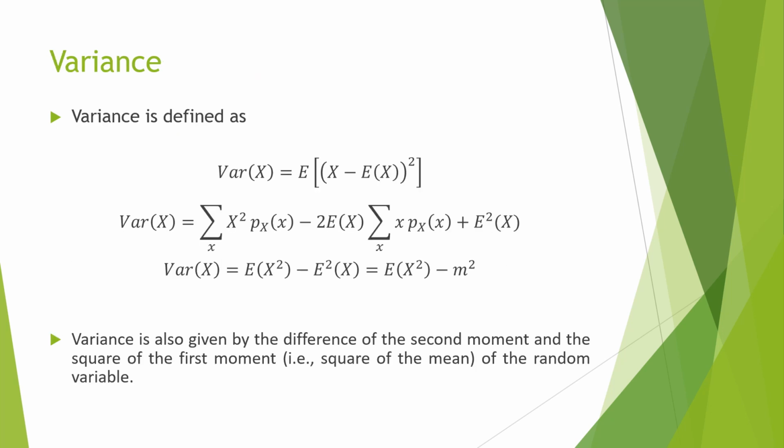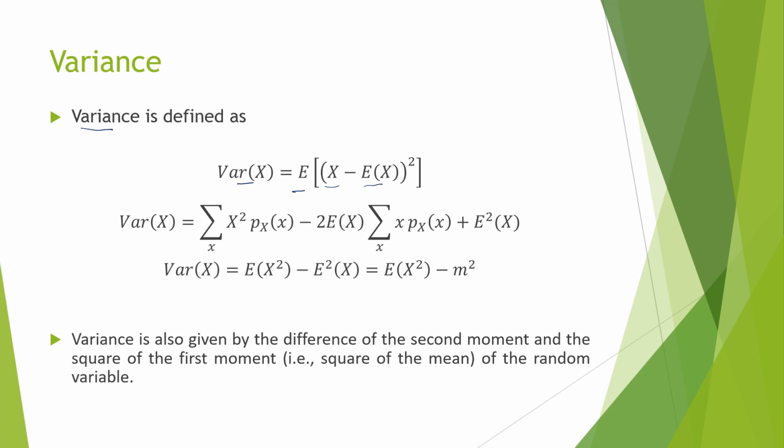Till now we discussed expected value or mean value. Now we go for another important term associated with random variables, that is variance. It is a very important concept associated with random variables. How is variance defined? Variance of x is the expected value of x minus E[x], whole square.